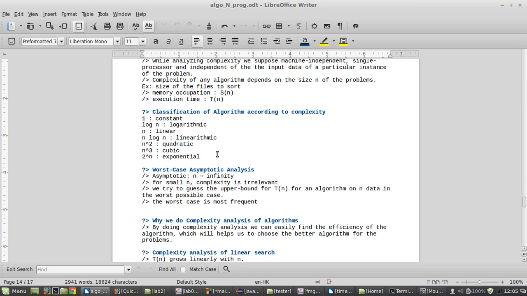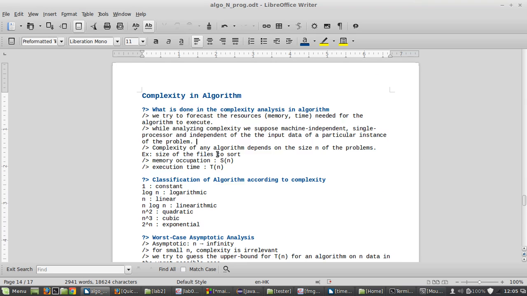That means if the execution time depends on log of n, the complexity is going to be log n. Whereas if the size of the problem is n, that is linear. If the size is n log n, that is linear times logarithmic, both combined together, called linearithmic. And n to the power 2 is quadratic, n to the power 3 is cubic, and 2 to the power n is exponential.